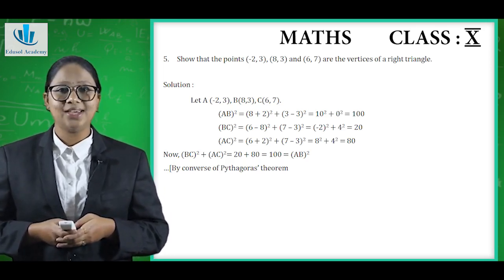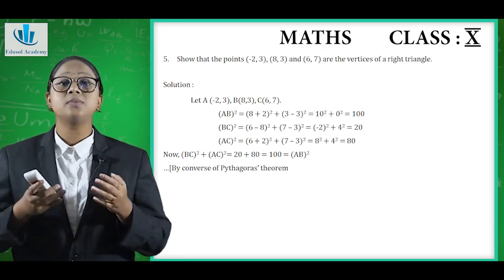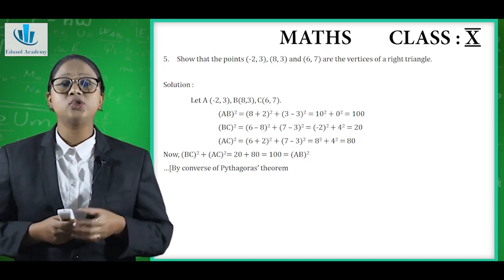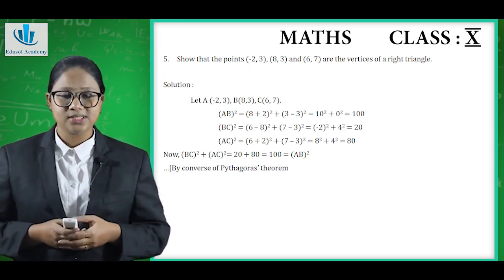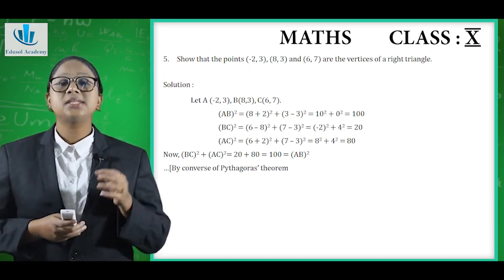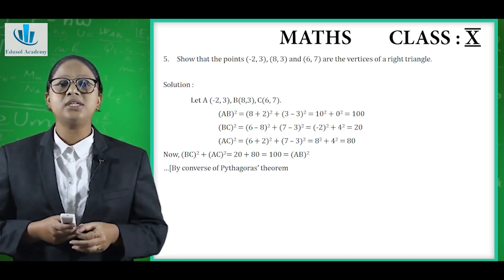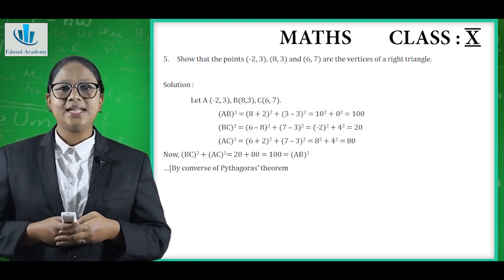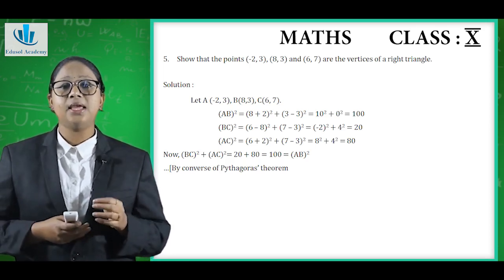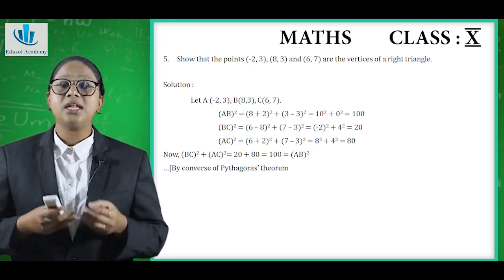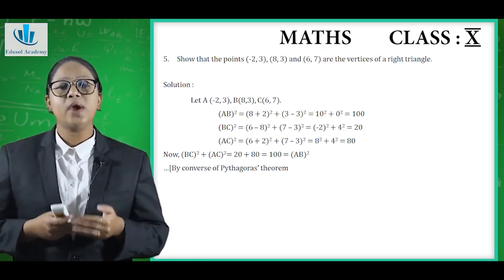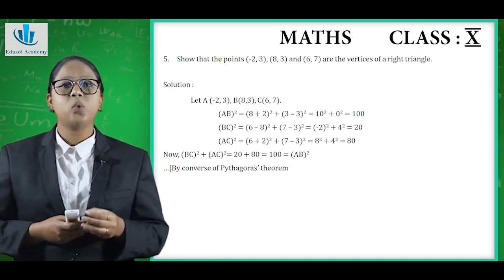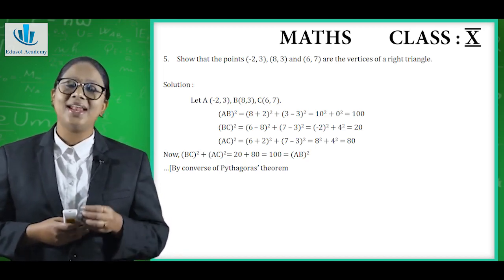What is the property of a right triangle? In terms of its sides, we are dealing with sides in this chapter. So in a right triangle, we can apply Pythagoras theorem, which states that the square of hypotenuse is equal to the sum of squares of the other two sides. So we have to find AB, BC and AC. You can directly find AB square, AC square and BC square, and we will get AB square as 100, BC square as 20 and AC square as 80.